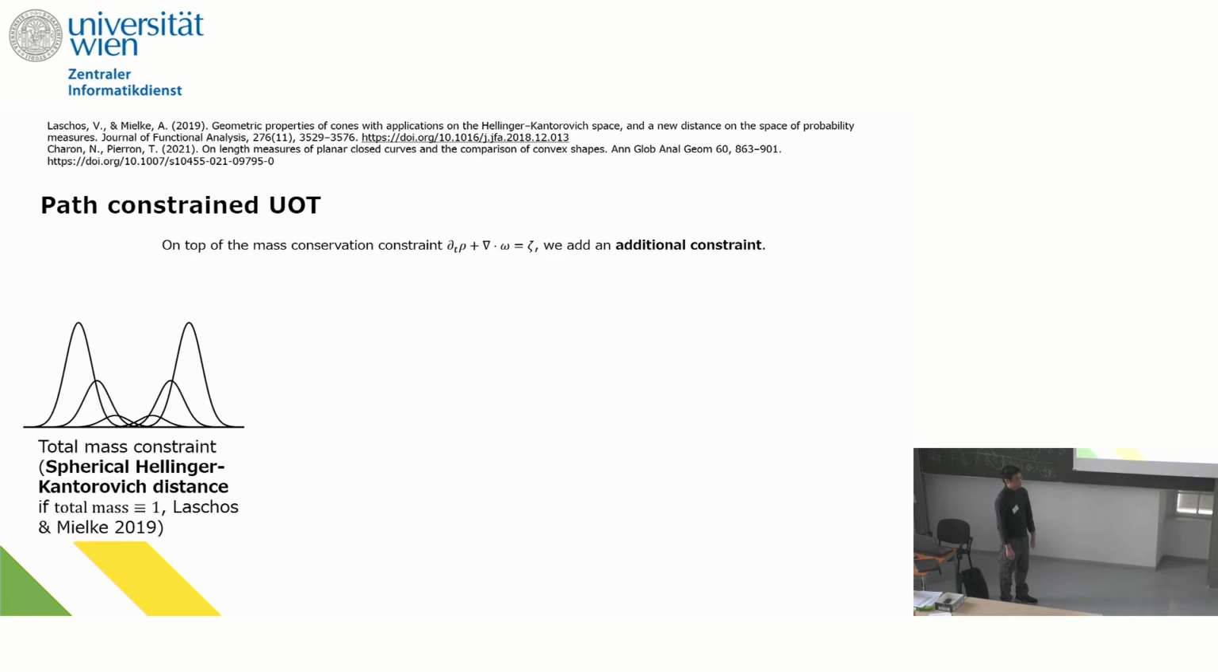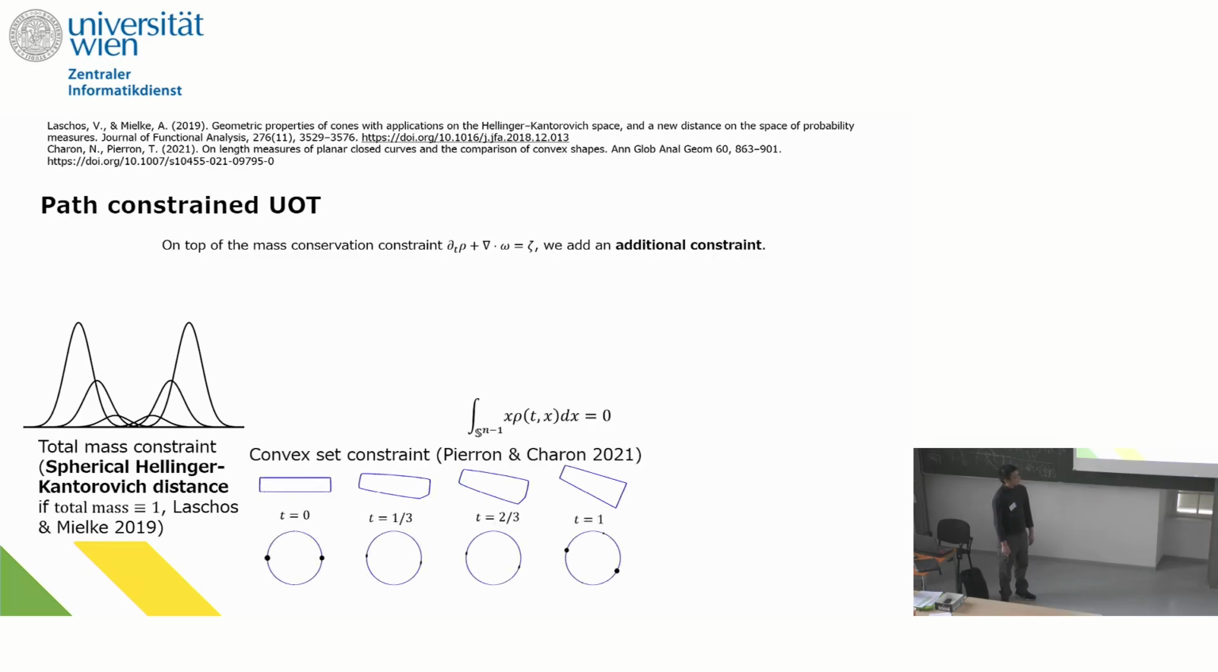So if you set the distribution at each time t to be a probability measure, it will be called the spherical Hellinger-Kantorovich distance, which was considered in 2019. But in general you can prescribe the mass to be any value, and that's a total mass constraint. And another example is more geometric, and it's called the convex set constraint.